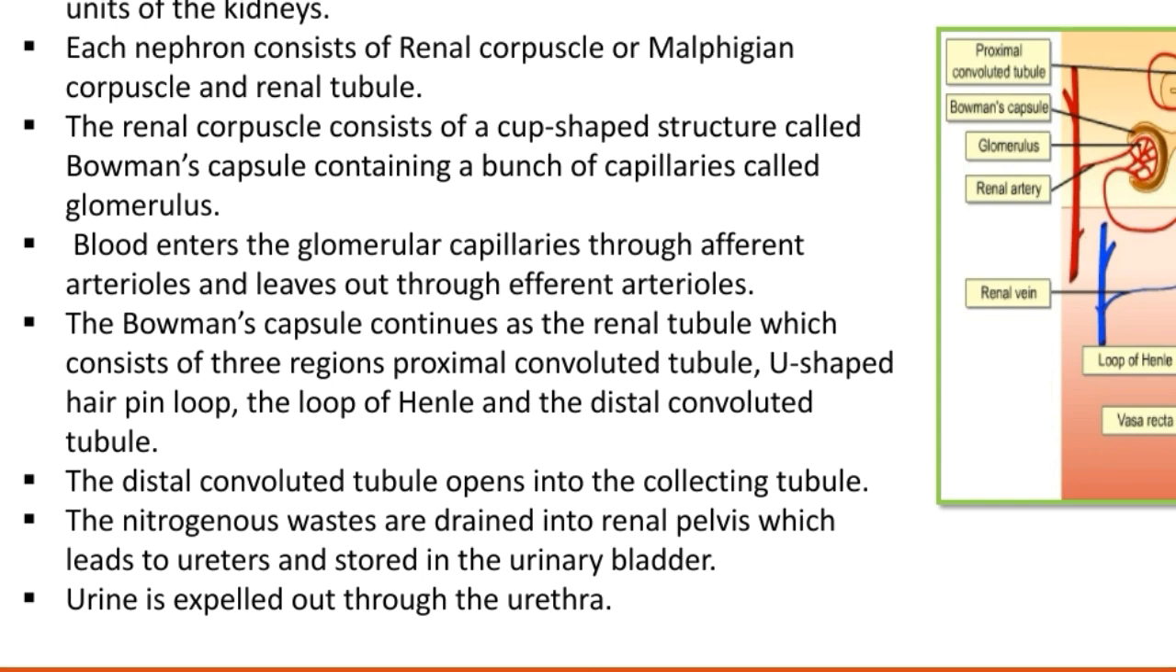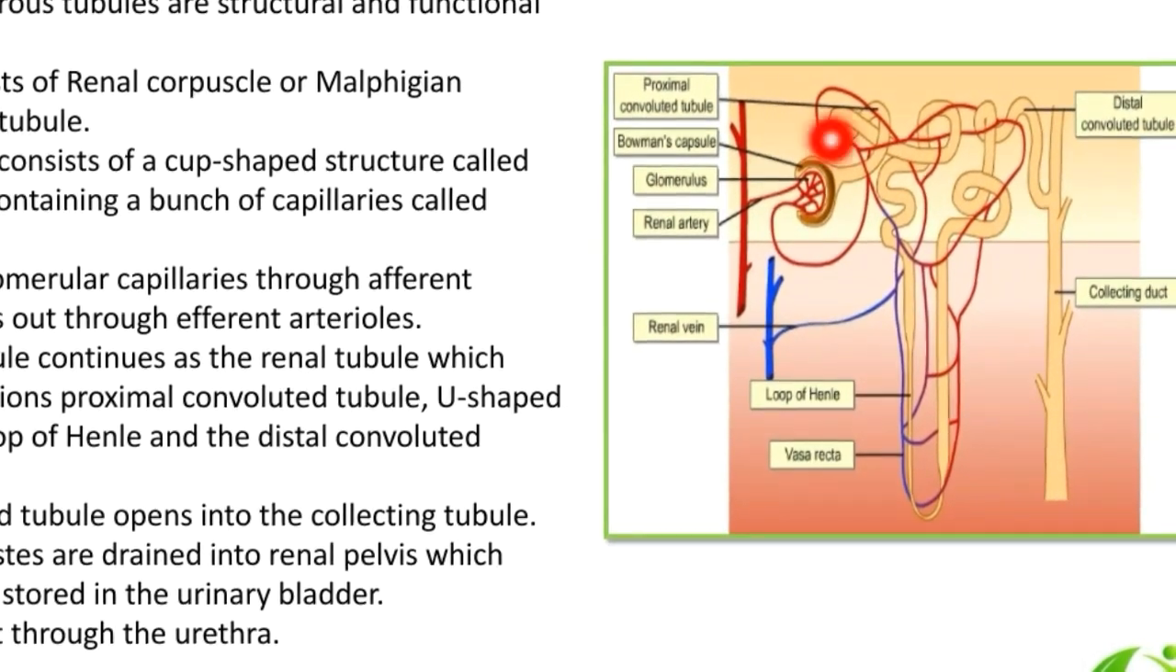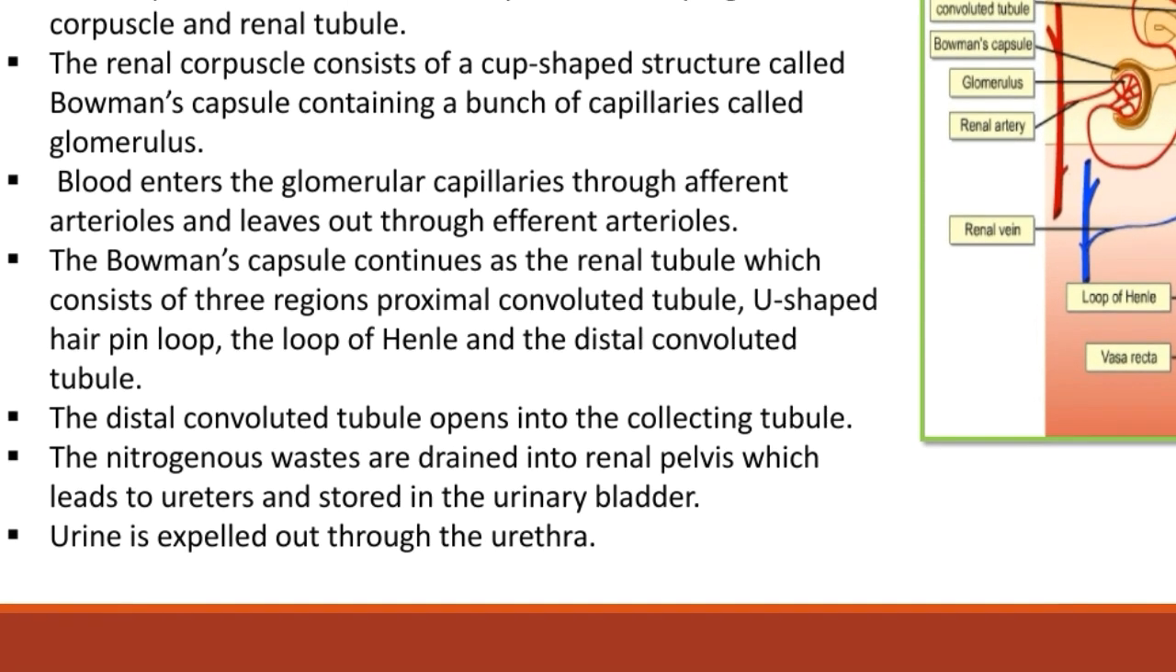The Bowman's capsule continues as the renal tube. From here it continues as a renal tube, into 3 divisions you could notice. One is this highly coiled region, which is referred to as the proximal convoluted tubule. So the coiled part is the proximal convoluted tubule. And this U-shaped part is referred to as the U-shaped hairpin loop of Henle.